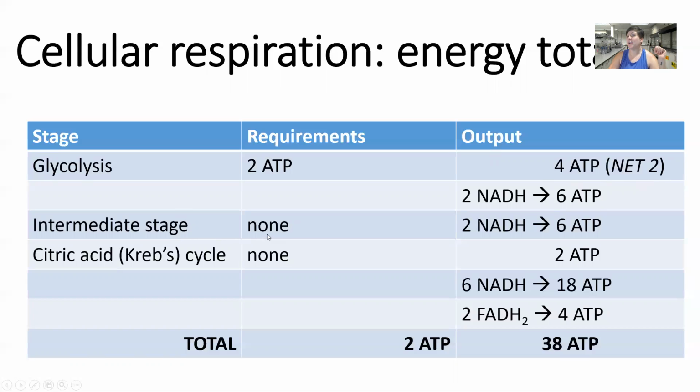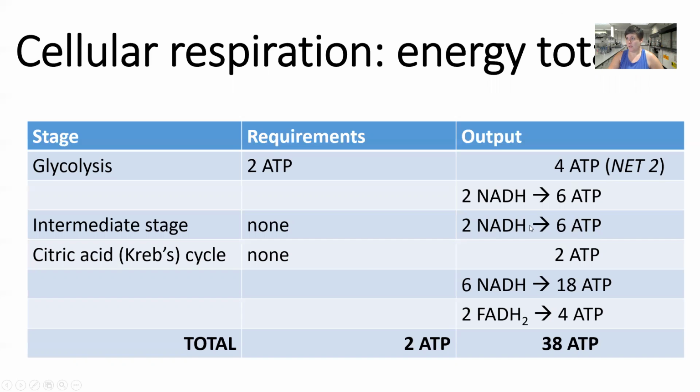The intermediate stage doesn't require any ATP. We break a bond, one bond in each of the 2 pyruvates. Every bond gives us 1 electron. 1 electron means 1 NADH because there's 2 pyruvates. That means 2 bonds were broken, therefore 2 electrons were released, therefore 2 NADH. Remember, every 1 NADH equals 3 ATP, so 3 times 2, intermediate stage, gives us 6 ATP via oxidative phosphorylation.